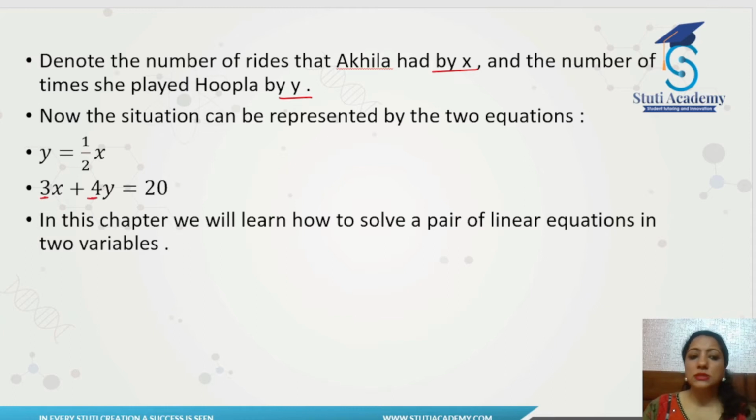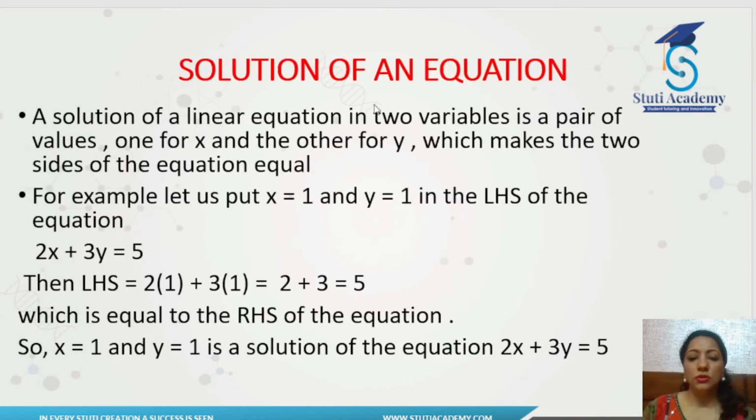Then we also discussed the solution of an equation. Solution of an equation means, for example, if we take the equation 2x plus 3y is equal to 5, those values of x and y which make LHS and RHS equal are called solutions of the equation. Like in this case, we took an example x equal to 1 and y equal to 1. If we put x as 1 and y as 1, we get LHS and RHS both 5. So we'll say x equal to 1 and y equal to 1 is a solution of the equation.